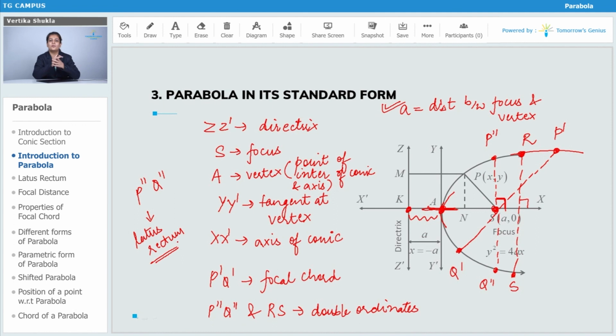These are some of your terminologies with respect to a parabola which you need to understand, because when a question is given to you, they will ask you the equations and the values of all these terms.